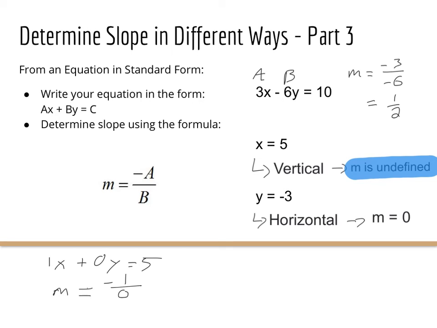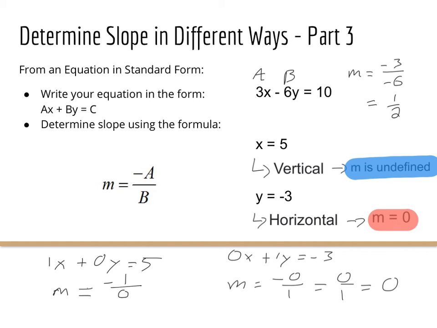Now, similarly, for y equals negative 3, the third problem, I guess I should say, I could make that 0x plus 1y equals negative 3. And then using that slope formula of negative a over b, that's going to be negative 0 over 1. But negative 0 is just 0, and 0 over 1 is 0. So, using that same formula, I can see why, for the horizontal line, my slope is 0.